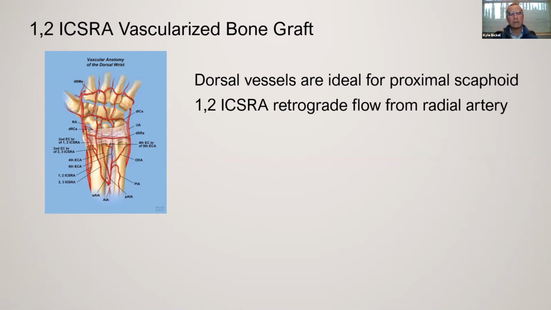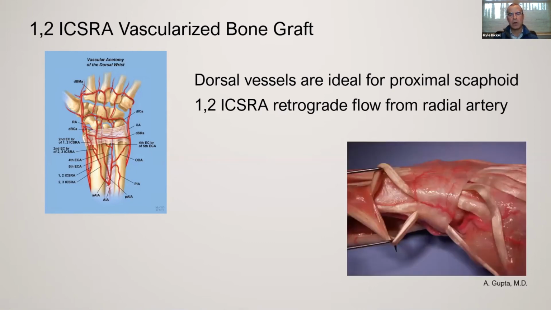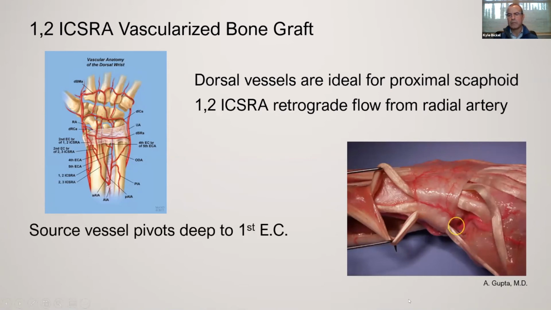It's a retrograde vascular flow in that you clamp the vessel proximally. Here's one of Dr. Gupta's beautiful anatomic slides showing you that vessel beautifully situated on top of the retinaculum between the first compartment and the second compartment. And the pivot point for this is right here as the radial artery proper sends off its dorsal branch in the snuff box. You see this little pedicle coming up along the back of the first and second compartment. That allows you to harvest a graft about 13 or 14 millimeters proximal to the articular surface, which gives you a long enough vascular leash to reach the proximal pole.